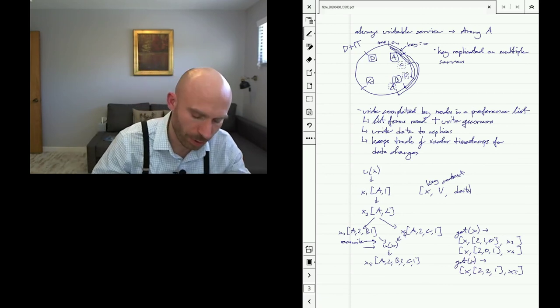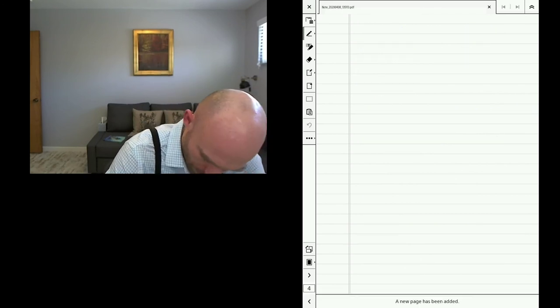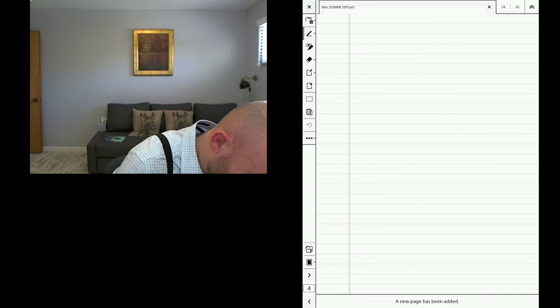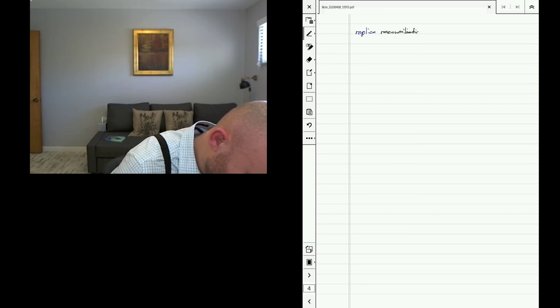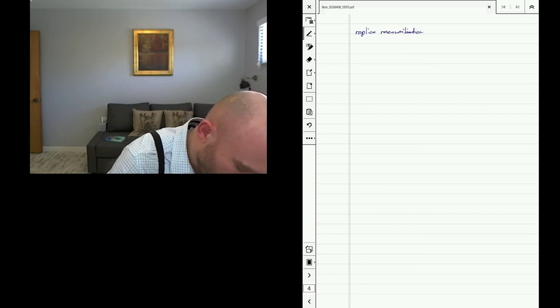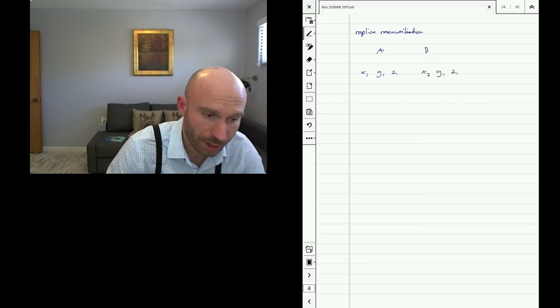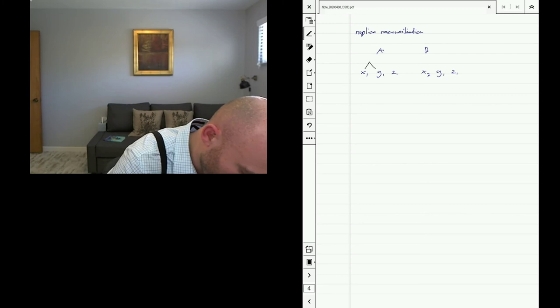Still a little note on how replicas are reconciled. It's basically done using Merkle trees. Okay, so we have some replica A and some replica B, and they all have some set of values, maybe X1, Y1, and Z1. And this one has X2, Y1, and Z1. Okay, so they do differ. They need to figure out if they differ, so we would compute a Merkle tree.